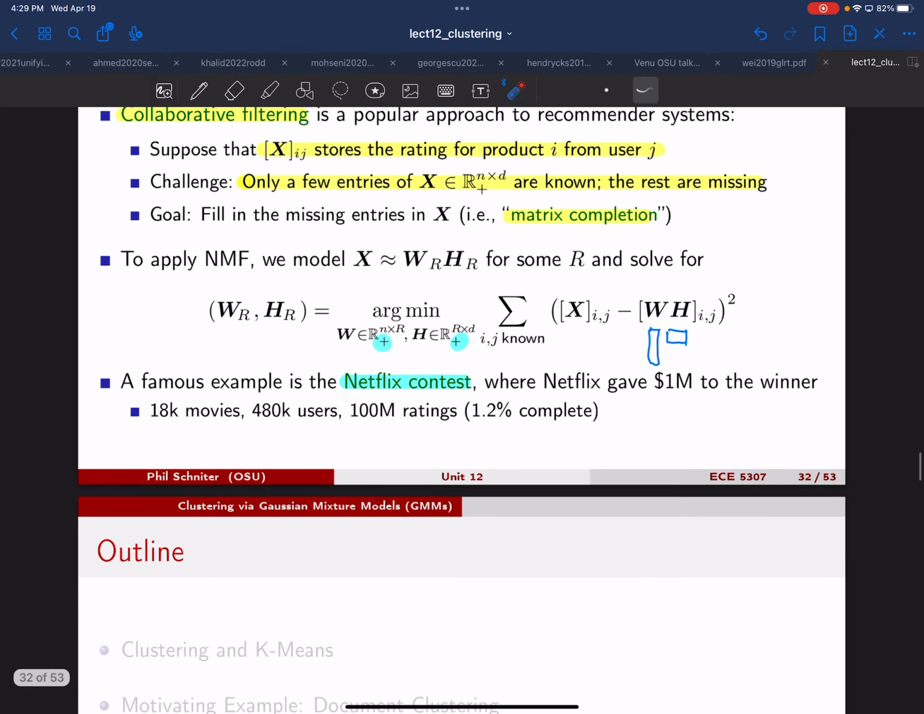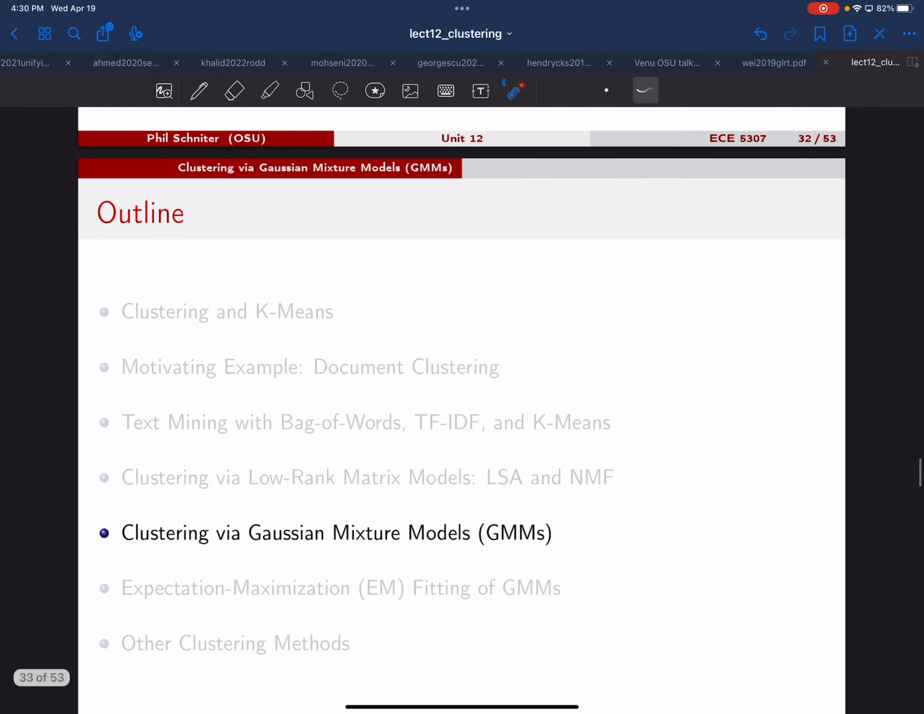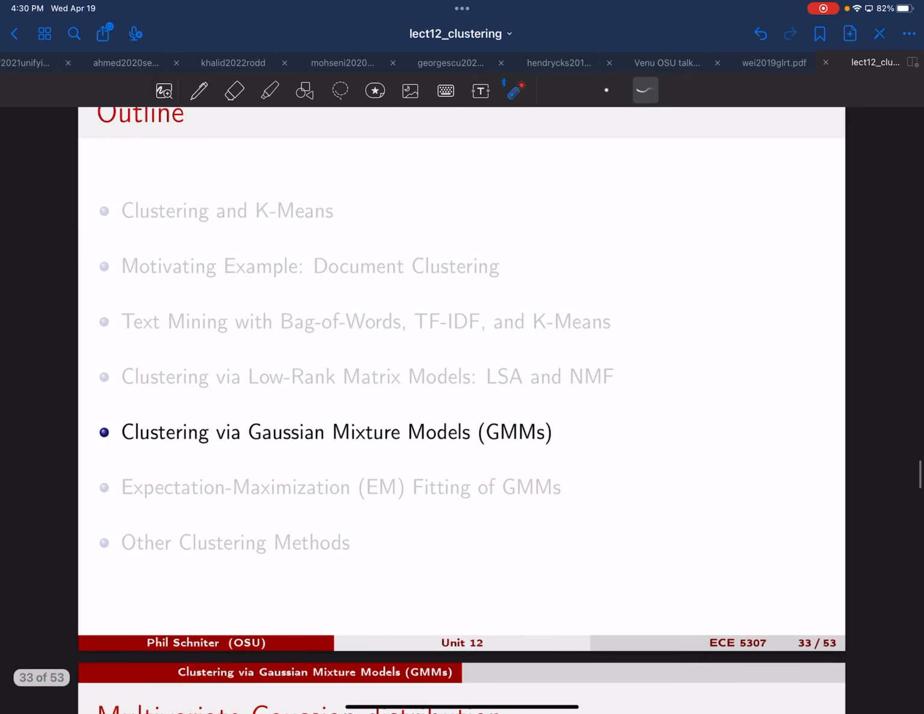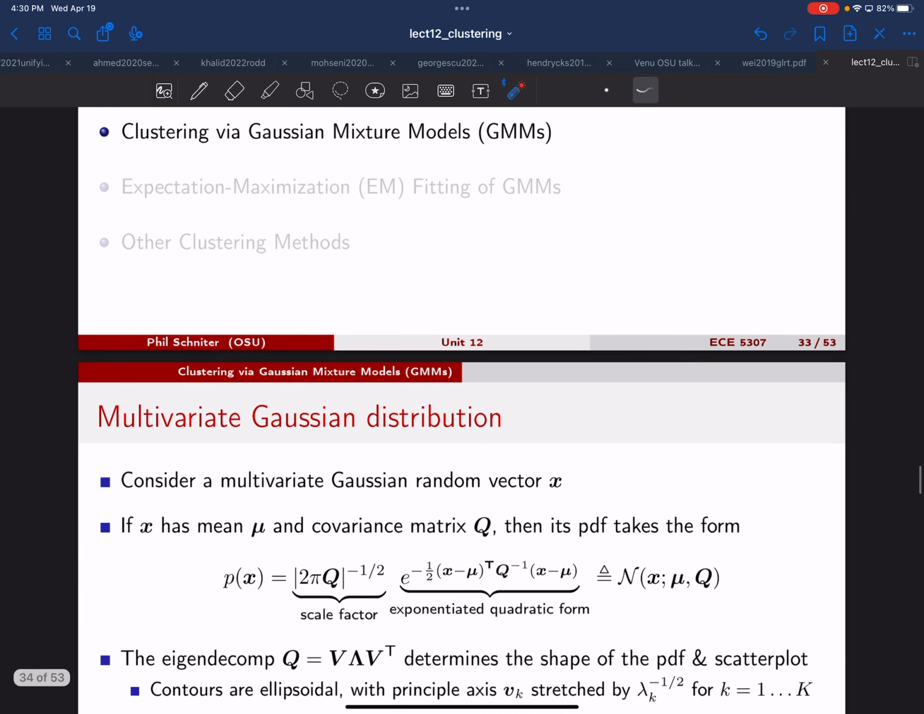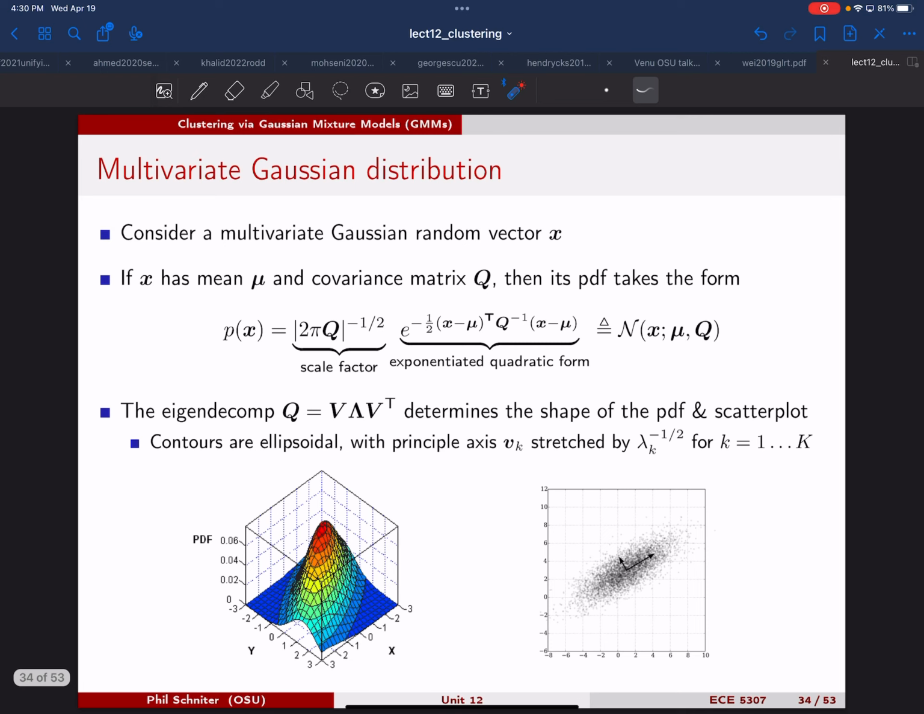Okay. So that finishes what I wanted to say about matrix factorization. Now we're going to switch gears to another very different approach to clustering that is more statistical, instead of about matrix properties, algebra. And the idea is Gaussian mixtures. How many of you have heard of Gaussian mixtures?